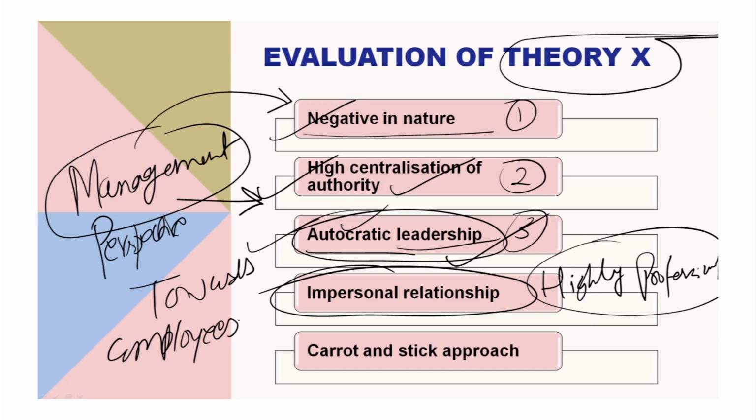And the last one is the carrot and stick approach. Carrot and stick approach means you show some kind of incentive, then the employee or the subordinate will work. At the same time, the stick approach is with respect to penal action. You threaten your employee, and the employee will be negatively motivated to perform any kind of activity. Okay. This is what we call the carrot and stick approach.